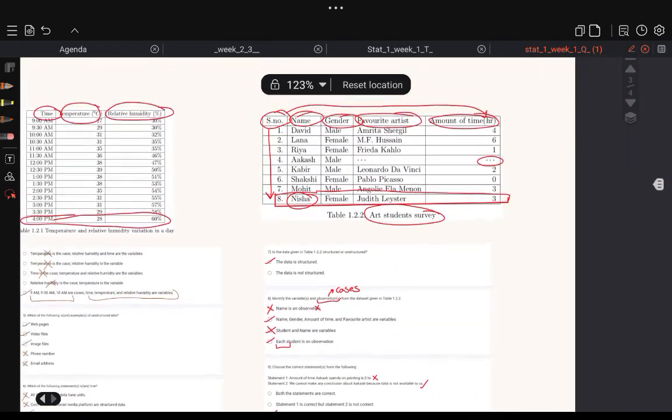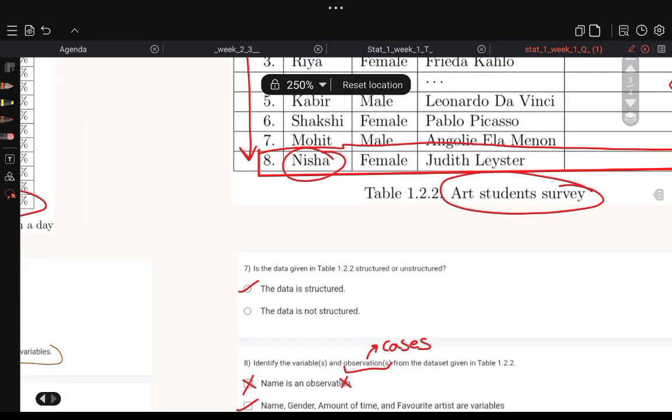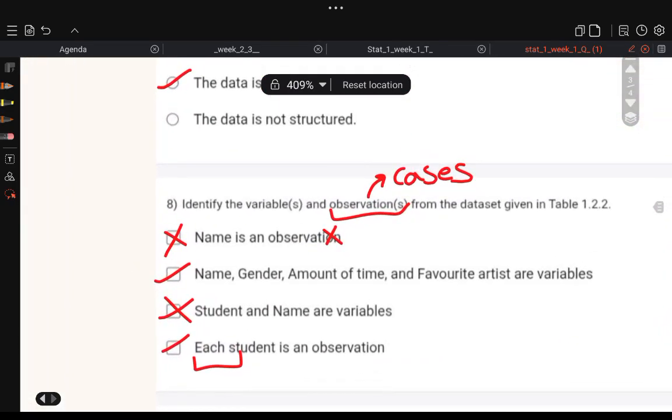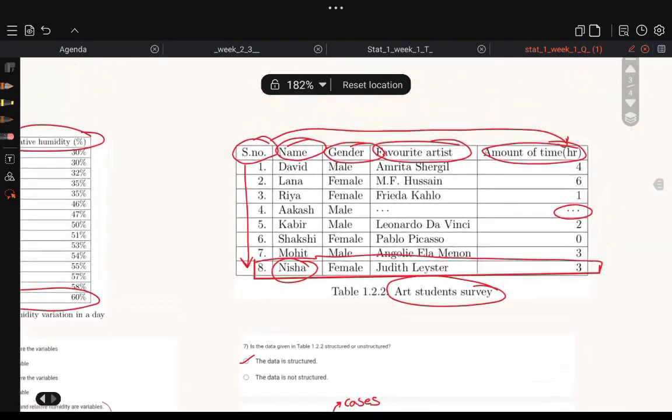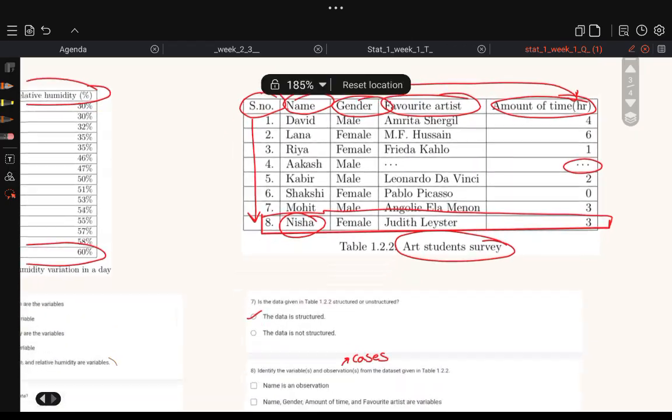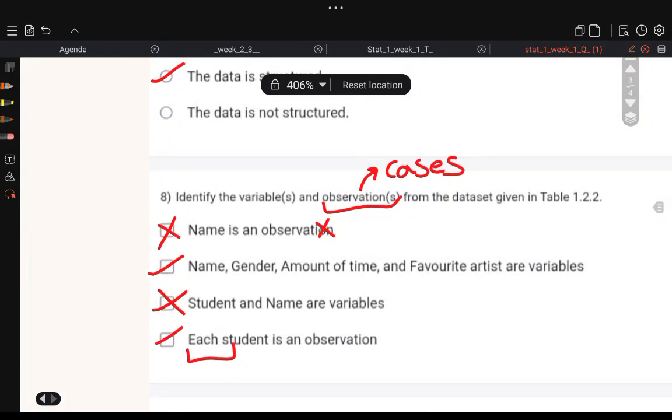Okay, consider this table. The table is structured, always the data is structured, 1 to 8 serial number wise. Identify the name and observation. Observations are cases. What are variables? See, serial number, name, gender, favorite artist, and amount of time. These are variables. So name is an observation, incorrect. Name, gender, amount, these are variables, correct.